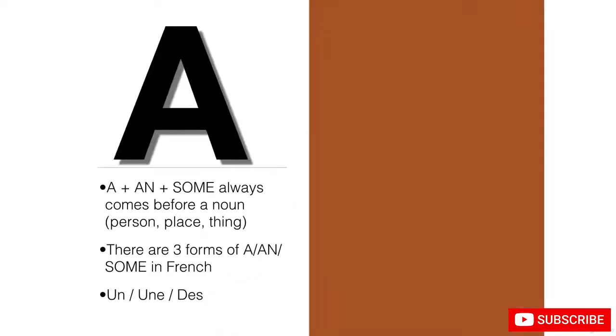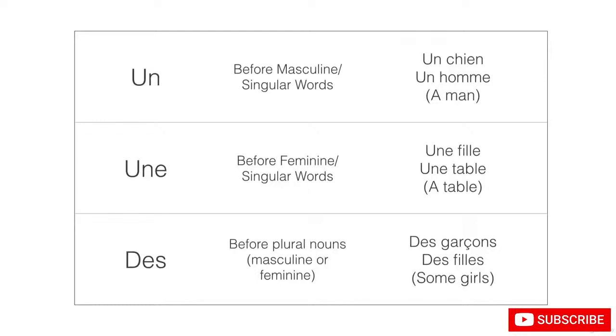So moving on to a. A can come in different forms in English. We actually have three different forms: a, an, and some. And these always come before a noun, a person, or a place, or a thing. So there are three forms, like I said, a, an, and some. And then in French, there are also three forms. We have un, une, and des. So let's talk more about these forms.